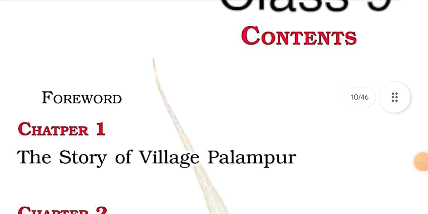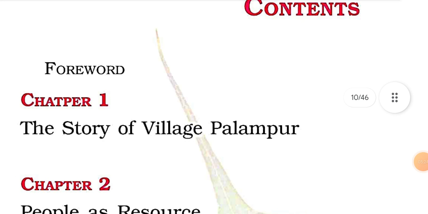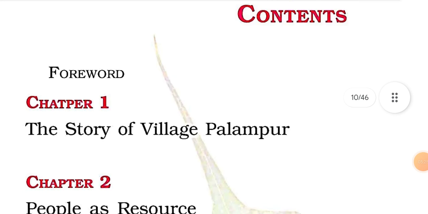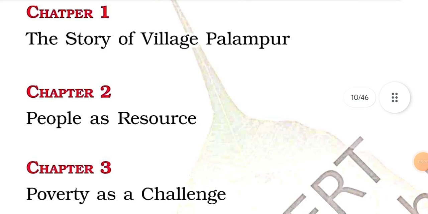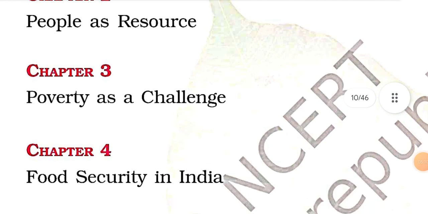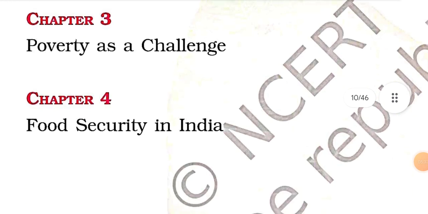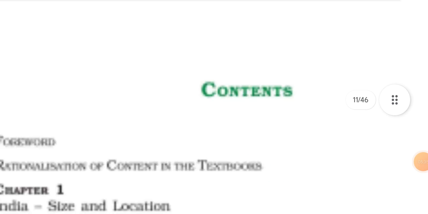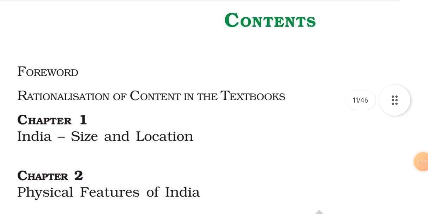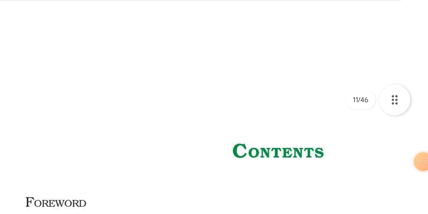Class 9 contents. Economics. Foreword. Chapter 1, The Story of Village Palampur. Chapter 2, People as Resource. Chapter 3, Poverty as a Challenge. Chapter 4, Food Security in India. This was economics.